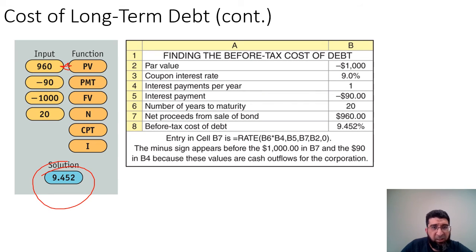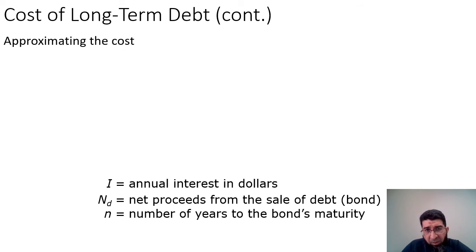So your input is 960 as the present value, future value is 1000, the PMT is 90, N is 20, you compute I and you will get 9.452. This is now the RD, or the cost of debt for the bond. However, cost of debt is not independent of taxes. Debt by law is tax deductible, and hence that will be sorted out a little bit later. So cost of long-term debt, in terms of approximating the cost, is a method that is the same as RD. However, it actually helps us calculate a bit faster than this.